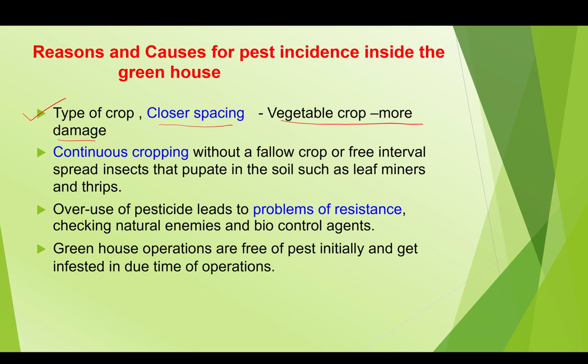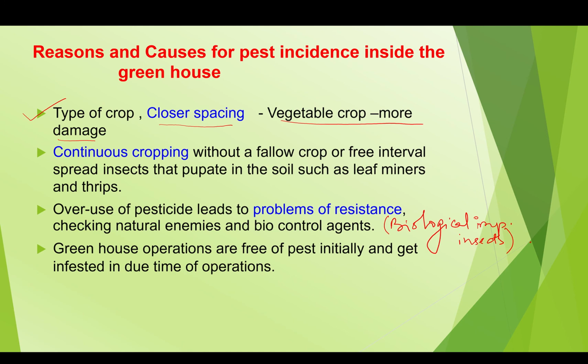Okay, then overuse of pesticides leads to problems of resistance. Checking natural enemies and biocontrol agents is a good thing. Here, biological insects or beneficial insects, which are helpful to us, will help in controlling the pest. Okay, so biologically important insects we can use here.